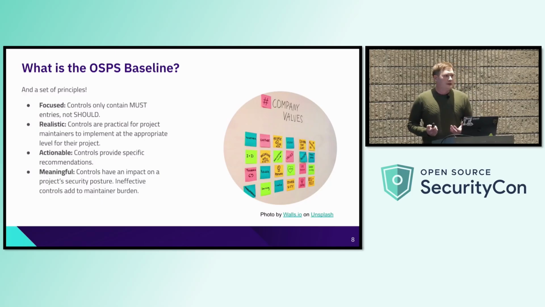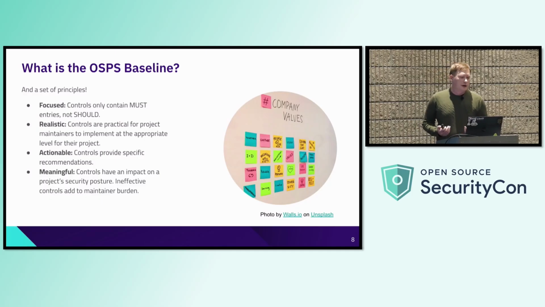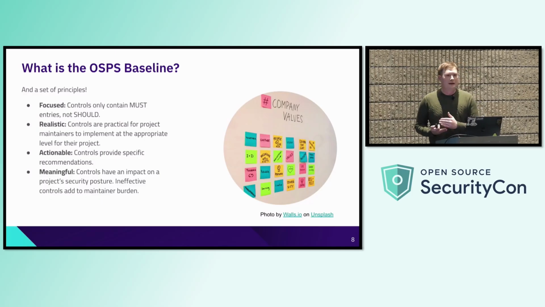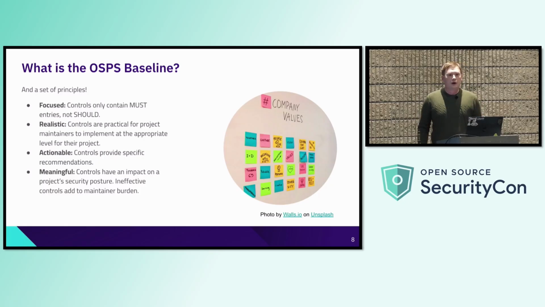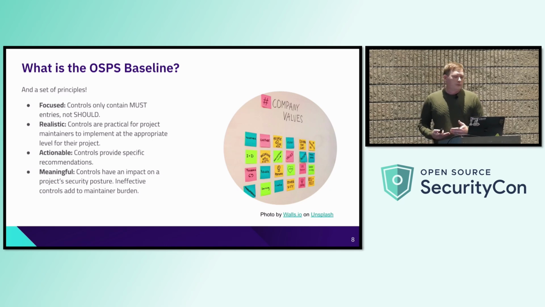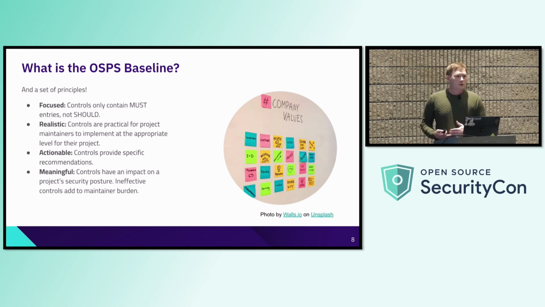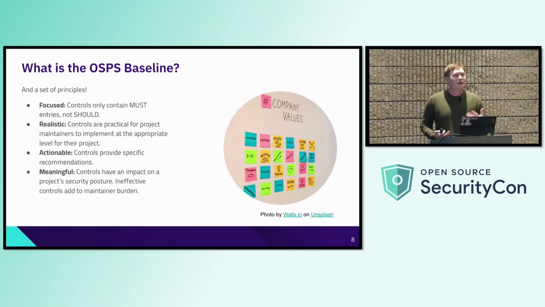So one of the ideas behind the baseline is that we only contain must things, not should. There are a lot of great projects out there that catalog a list of shoulds, and a lot of them are really great. But realistically, we can tell maintainers what they should do, and they're going to go do what they feel like. So we want to give them something that is meaningful, is realistic, that's something that we can ask a volunteer maintainer, hey, this makes sense for you to do.